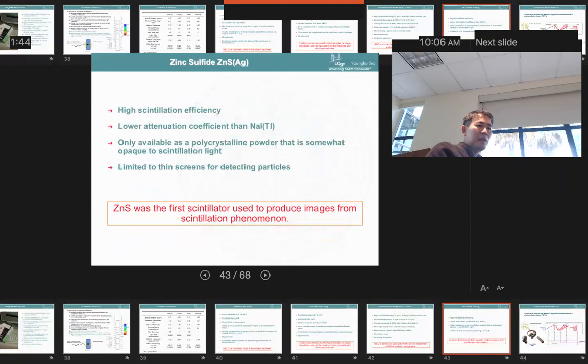Zinc sulfide was the first scintillator used to produce images from the scintillation phenomenon. It's not medical imaging, but that's why I have zinc sulfide here.